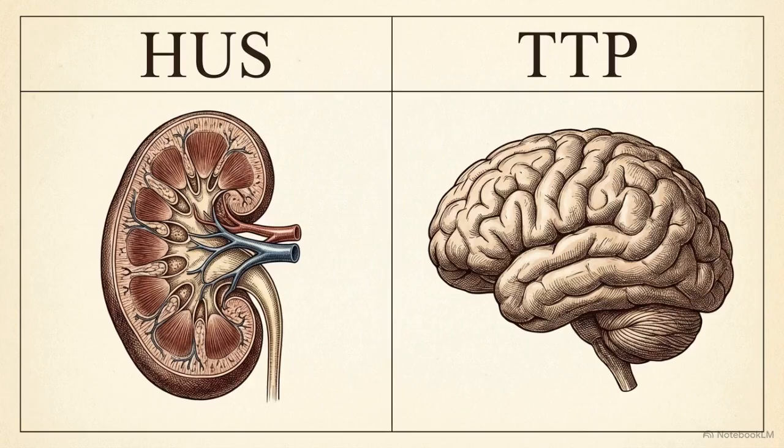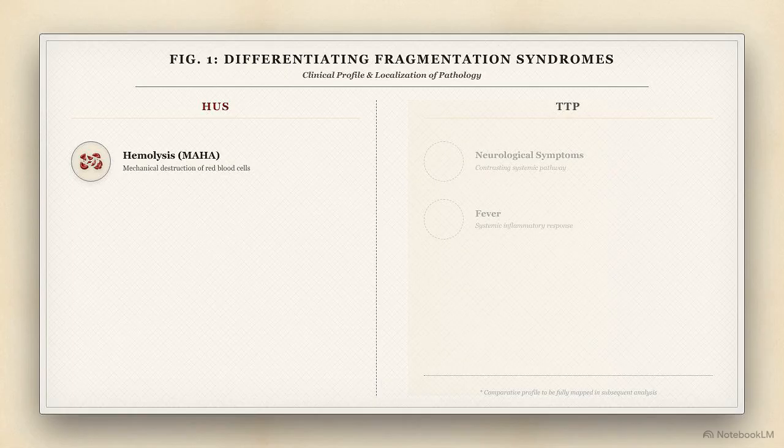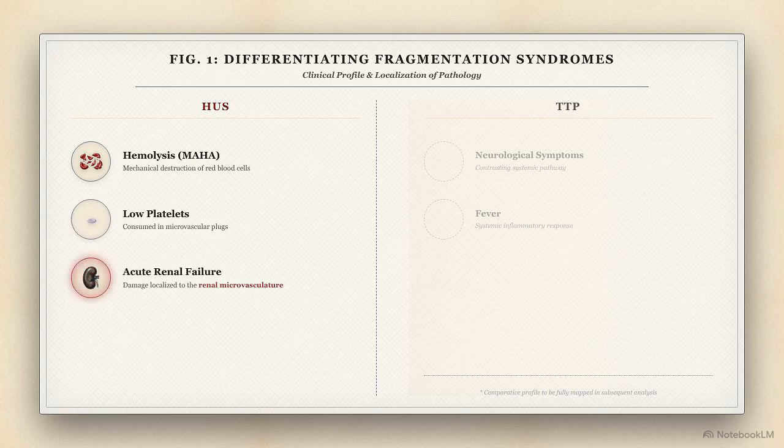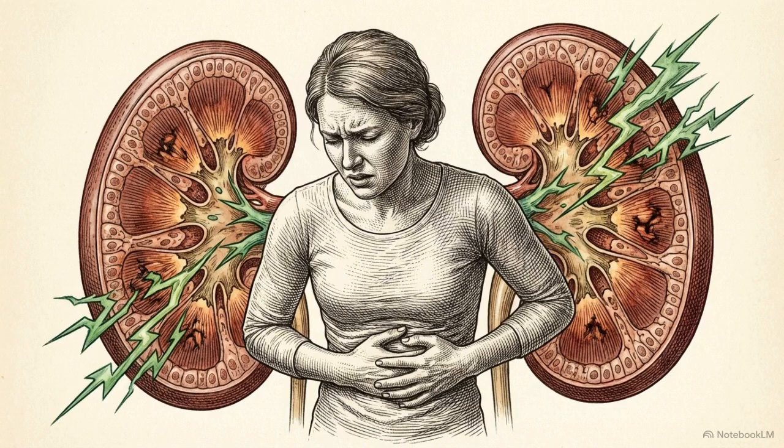damage. Hemolytic uremic syndrome and thrombotic thrombocytopenic purpura represent the two primary clinical syndromes of microangiopathic hemolysis. HUS is defined by the triad of hemolysis, low platelets, and acute renal failure, reflecting damage localized to the renal microvasculature. Childhood, or D-positive HUS, follows a bout of bloody diarrhea. The damage is caused by bacterial toxins that destroy the endothelial lining of the kidney.